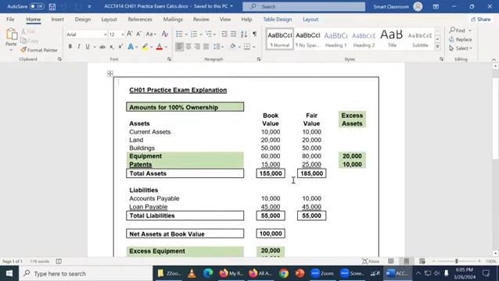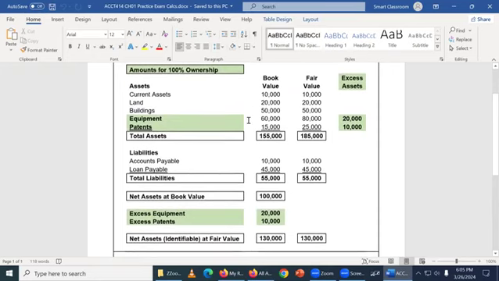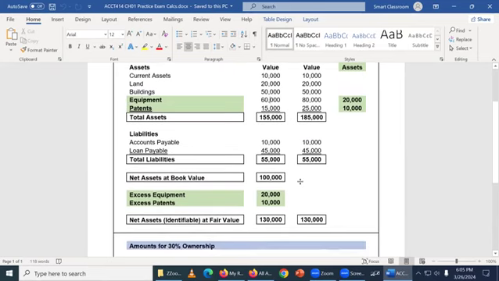So it's good to know. So here's kind of the explanation of the practice exam. The first calculations here are for the 100% ownership. And what I want to draw your attention to is, here we have the net book value.